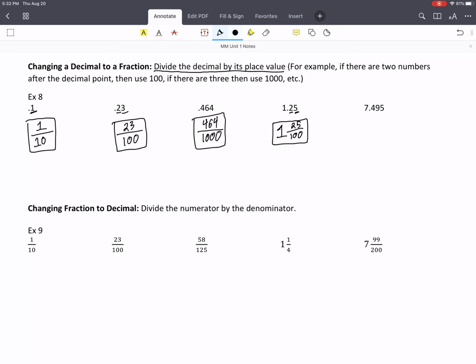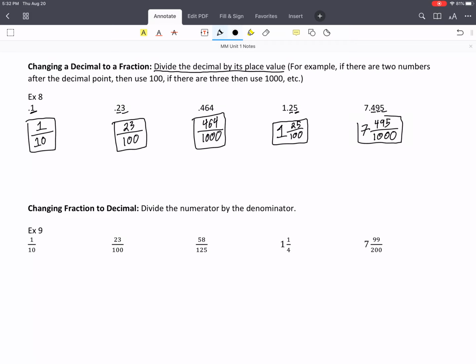I would recommend reducing them, however, I'm not going to require it on this one. So we do the same thing, 7. Now we got tenths, hundredths, thousandths. So we get 7, 495 over 1,000. Okay?